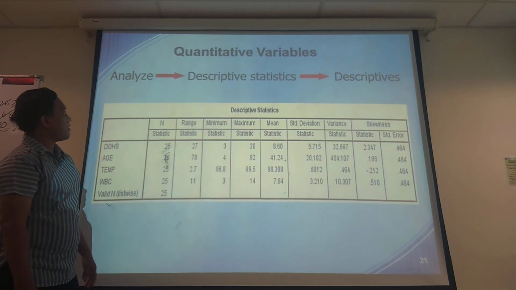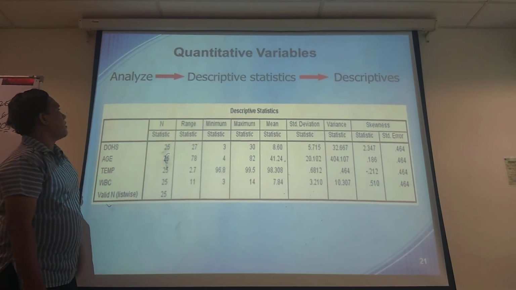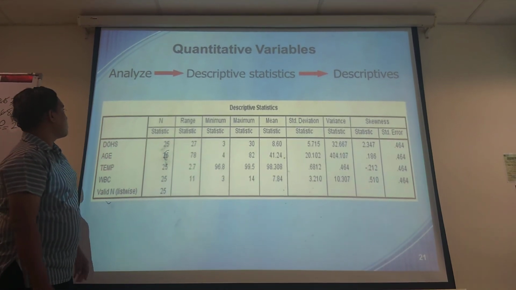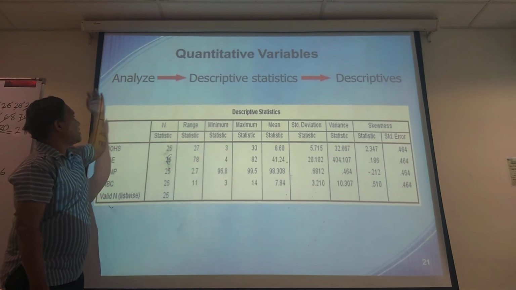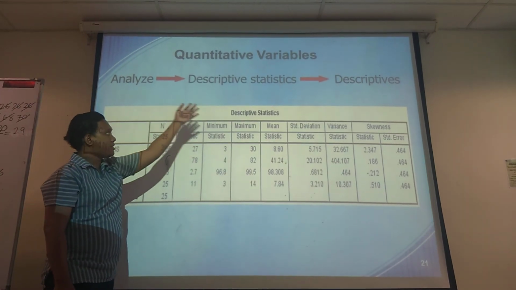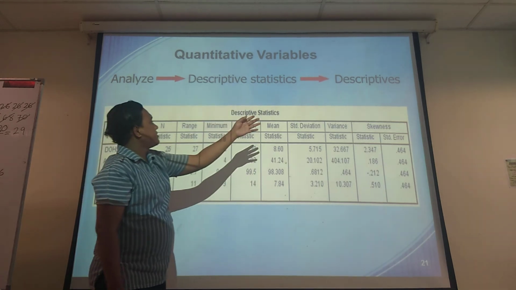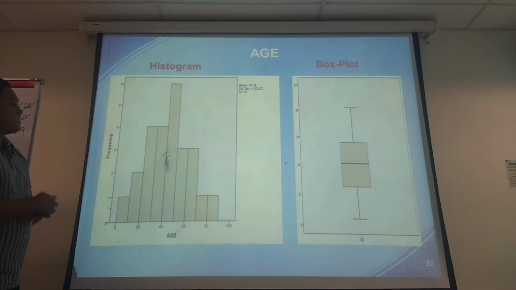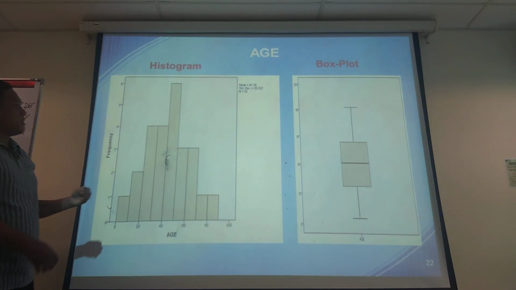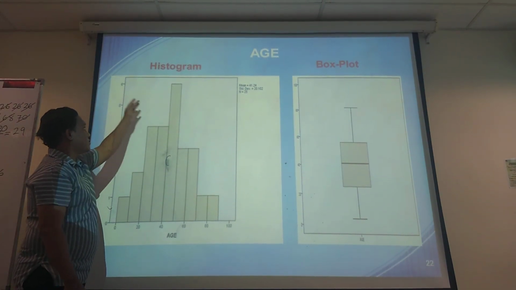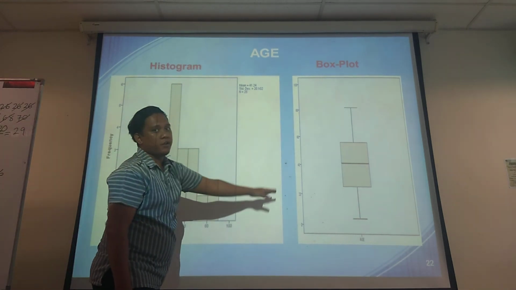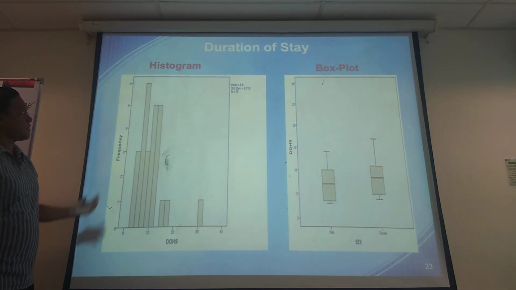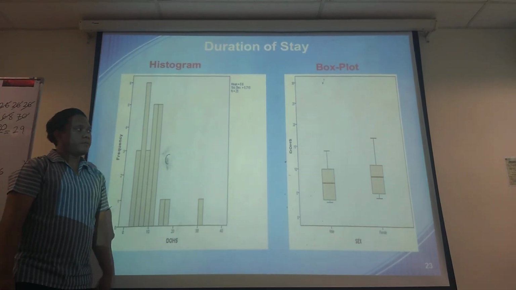So that is for the qualitative variables, and this is for the quantitative. For the quantitative variables, it is also the same as qualitative, you analyze first the descriptive statistics using descriptives. So this is an example of quantitative. The representation is a histogram or the box plot, you can see. For example, duration of stay, like this, histogram and box plot.